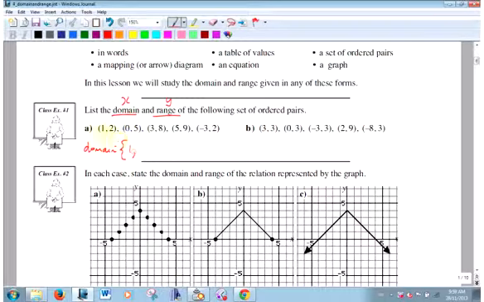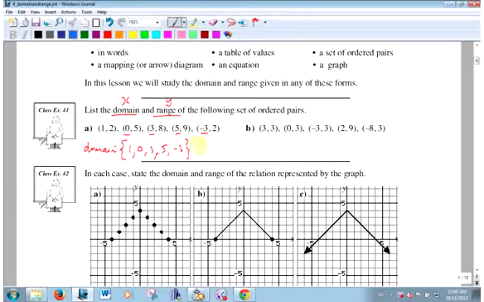So that's a funny squiggly bracket. My domain is 1, 0, 3, 5, and -3. Okay, those are the X values. Does that seem like ridiculously easy? It'll get trickier. What's the range here?